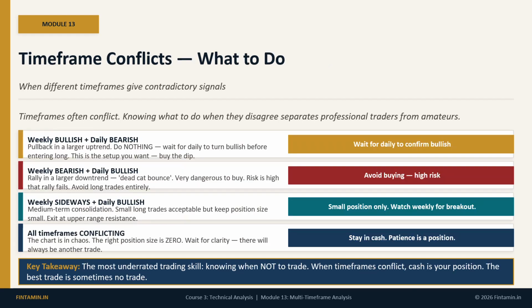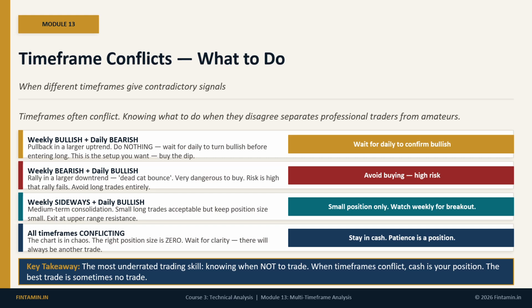Time frame conflicts and what to do. Time frames do not always agree. Here is how to handle conflicts. Weekly bullish plus daily bearish. This is a healthy pullback within a larger uptrend. Do nothing. Wait for daily to turn bullish before entering long. This is actually the setup you want. The weekly trend will resume.